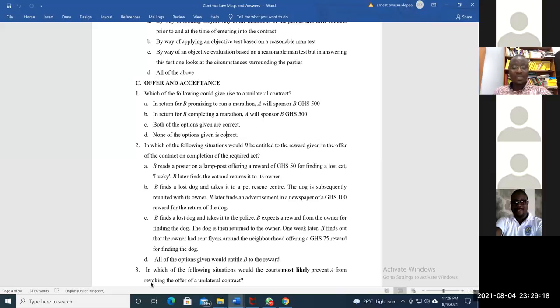You're entitled to it. And C, B finds a lost dog and takes it to the police. B expects a reward from the owner for finding the dog. The dog is then returned to the owner. One week later, B finds out that the owner had sent flyers.